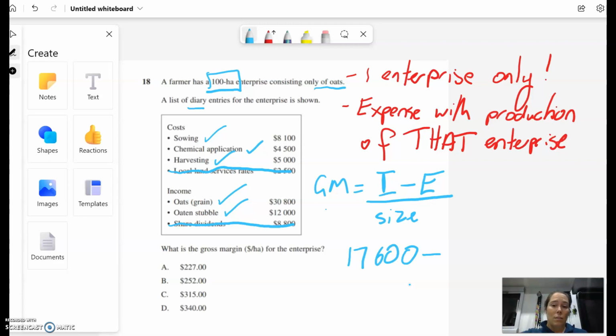minus our expenses. Oh, hang on. I've messed this up. That's our expenses. So we're going to be minusing 17,600. Our income is 30,800 plus 12,000. So our income is 42,800.